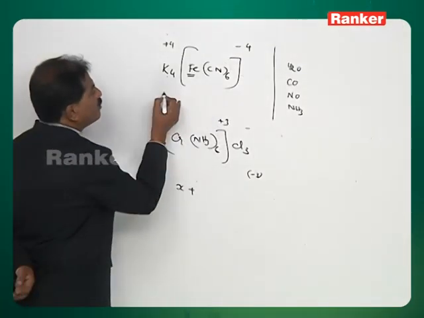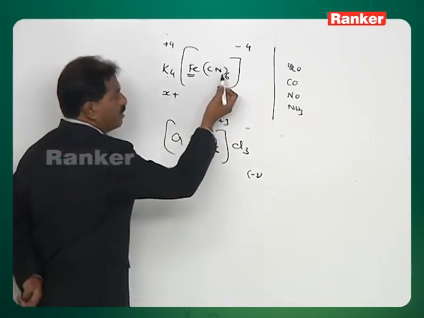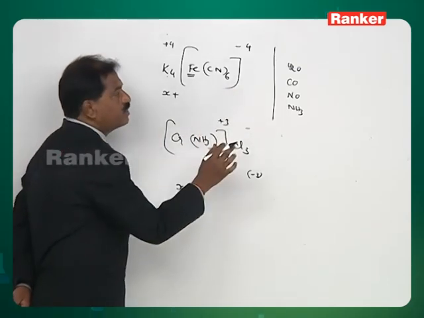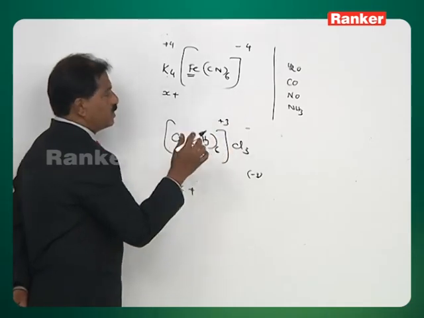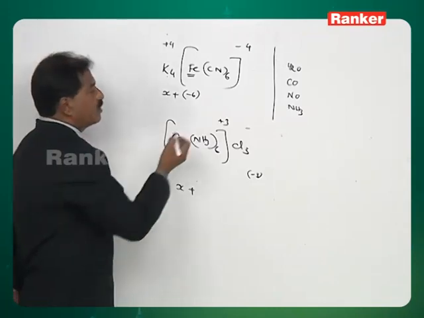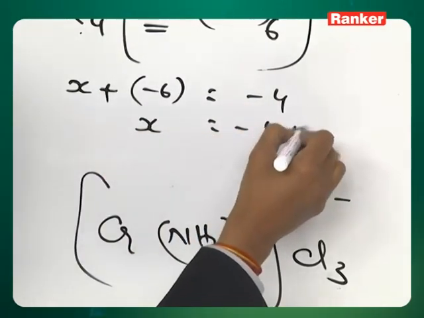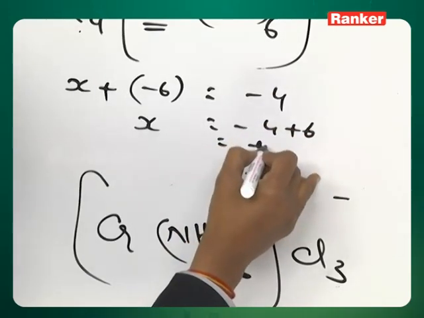Similarly, we want to find out the oxidation state of the iron here. Let us say X. Next, cyanide ion. Wherever they are present, each cyanide ion will carry 1 unit negative charge. Therefore, 6 such ions are present. So, X minus 6 is equal to minus 4. Therefore, X is equal to minus 4 plus 6. So, therefore, here plus 2.